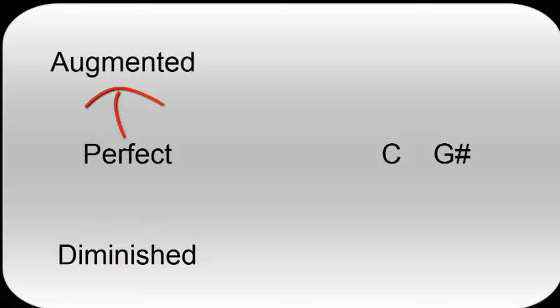Perfect intervals work essentially the same. Here we have C and G, our perfect fifth. If we lower that G to a G flat, we go directly to diminished. And if we raise it to a G sharp, we go directly to augmented. The logic: any perfect interval lowered by a half step is diminished. Any perfect interval raised a half step is augmented.